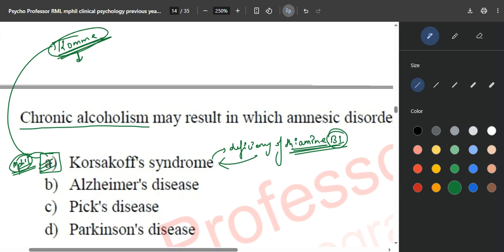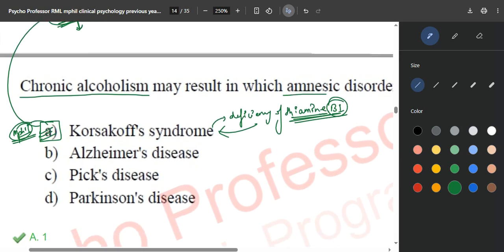So it is good for you. It is good luck for you that they are asking this. You know this, and you have to apply this in the real exam as well. Okay, so Korsakoff syndrome is the correct option over here. It is an amnesic disorder, so amnesia is also going to take place, which is memory loss or brain loss or cell loss.